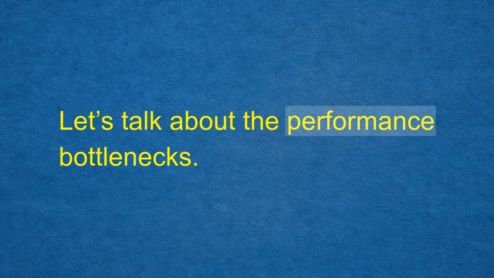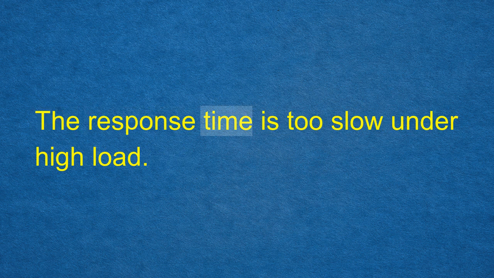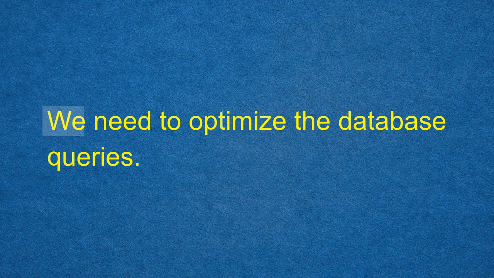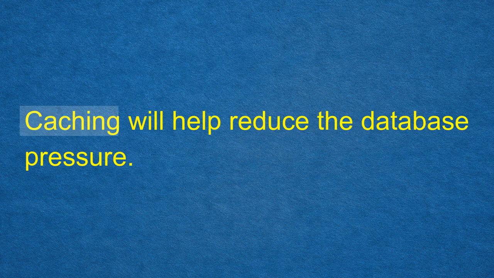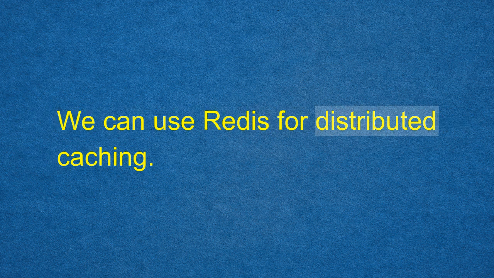Let's talk about the performance bottlenecks. The response time is too slow under high load. We need to optimize the database queries. Adding an index can speed up the search significantly. Caching will help reduce the database pressure. We can use Redis for distributed caching.